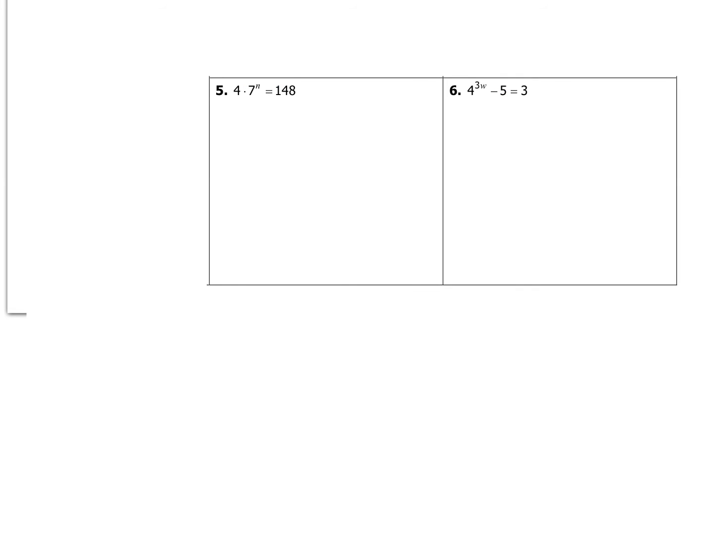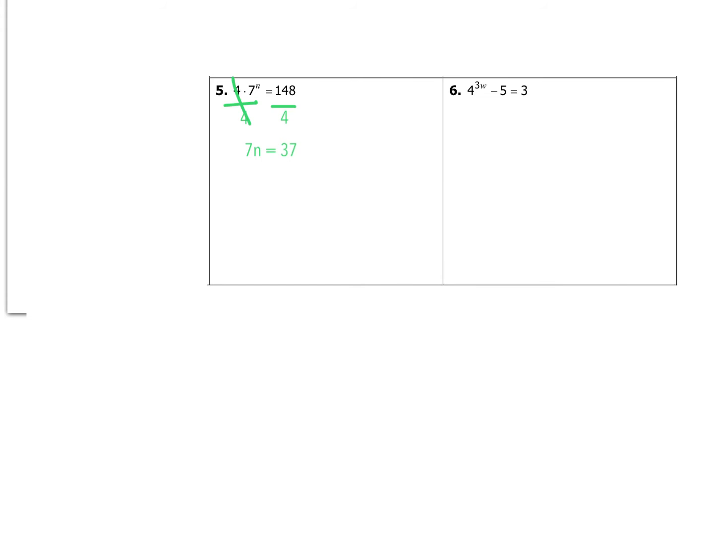Alright, so looking at example 5, I see that I have 4 times 7 to the n equals 148. So the first question I always ask myself is, can I isolate the exponential expression? So when I look at it, the exponential expression is just the 7 to the n. So I need to get rid of the 4 times, which I know to get rid of times 4, I'm going to divide both sides by 4. And so those 4's will cancel, and I'll be left with 7 to the n equals 37.